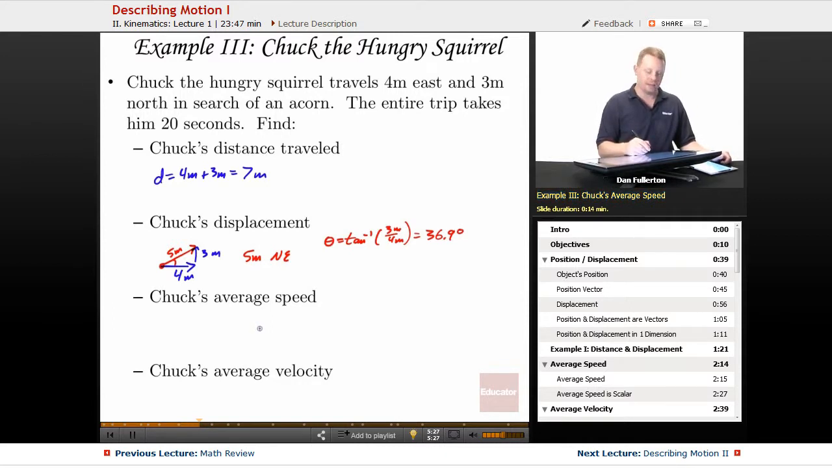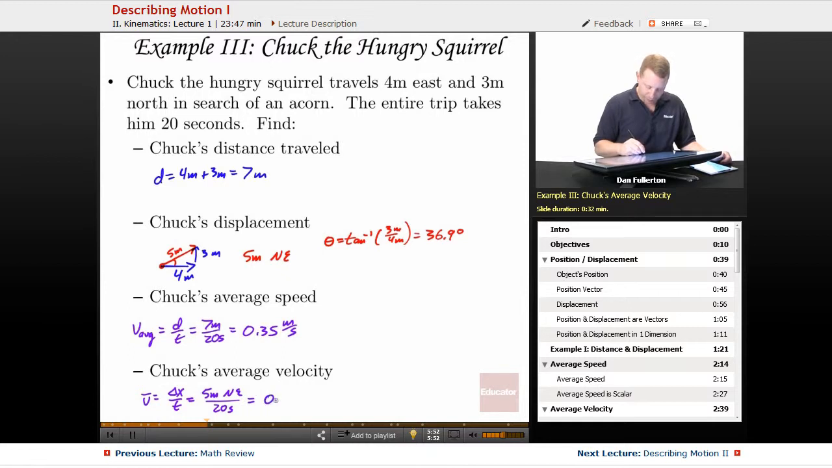Chuck's average speed is going to be distance divided by time, or 7 meters over 20 seconds, which is 0.35 meters per second. Chuck's average velocity is a little bit different: delta x over t, his displacement divided by time, which was 5 meters northeast over 20 seconds, or 0.25 meters per second, and it's a vector. It needs a direction, northeast.